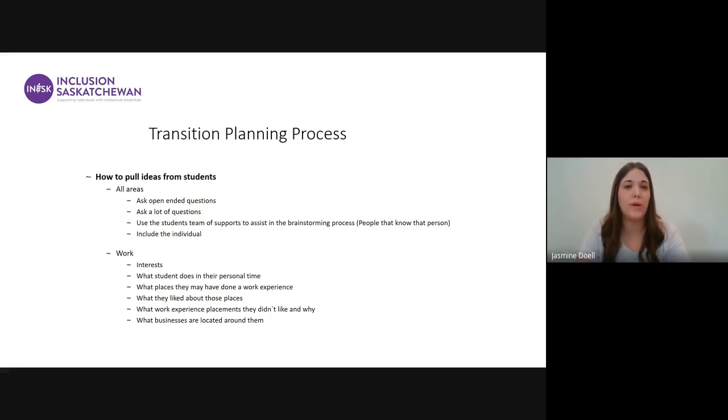So you can ask open-ended questions. This ensures that the student can't simply answer with just a yes or no. They have to open up and discuss and really think about what they want, and ask lots of questions. Use the student's team of supports to assist in the brainstorming process and include the individual. So make sure the questions are always being directed towards the individual. It's okay for the parents to have some input, but the questions should not be directed at the parents. They should be directed towards the individual.